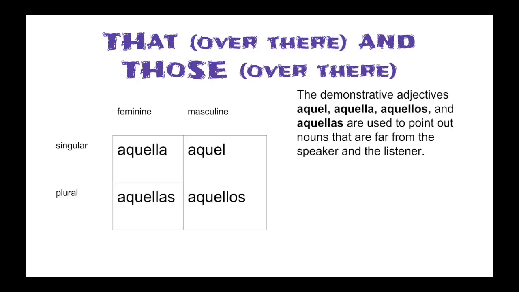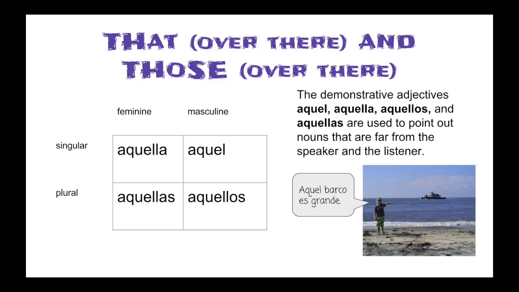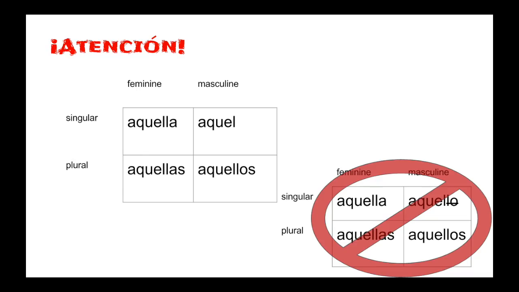The demonstrative adjectives aquel, aquella, aquellos, y aquellas are used to point out nouns that are far from the listener and the speaker. Look at the example. Aquel barco es grande. The boat is far away from our speaker. And again, please notice the difference in the masculine singular form. You might think it's aquello because that follows the pattern, but it is not. It doesn't follow the normal pattern. So you need to use aquel here for singular masculine nouns.